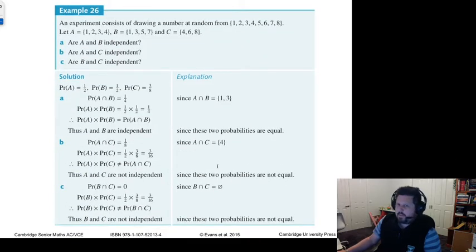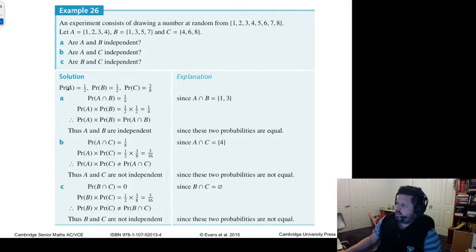Worked example number 26. Oh, cool. It's an experiment drawing numbers at random. Excellent. So you've got the numbers 1 through to 8 as the possibilities. They're saying let's set A be the numbers 1, 2, 3, and 4, B being 1, 3, 5, and 7, and set C being 4, 6, and 8. Cool. They're asking us now to run some tests to see whether certain sets are independent of each other.